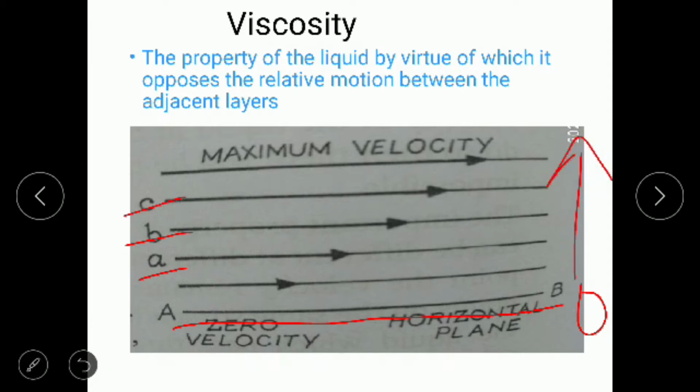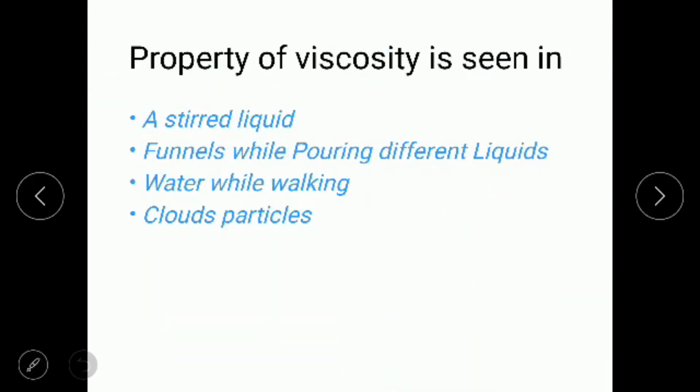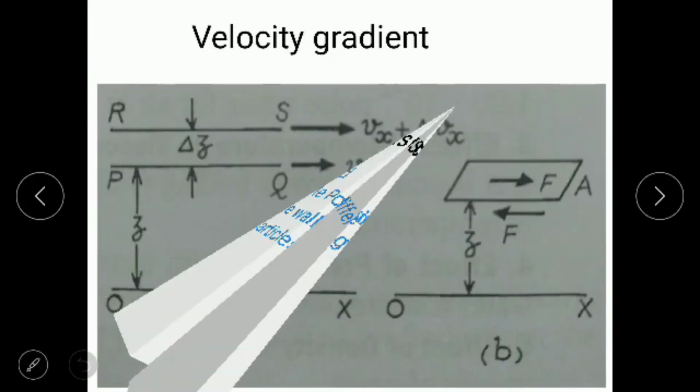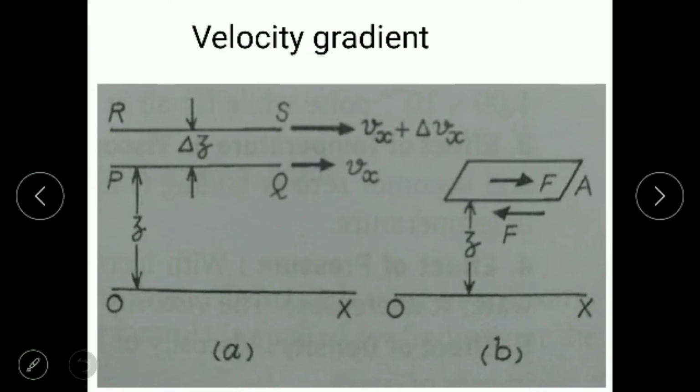Now why is that so? Because it is due to the property of the liquid by virtue of which it opposes the relative motion between the adjacent layers. That is why the velocity is different. Now with the same concept we will discuss velocity gradient. Velocity gradient means the rate of change of velocity with perpendicular distance.